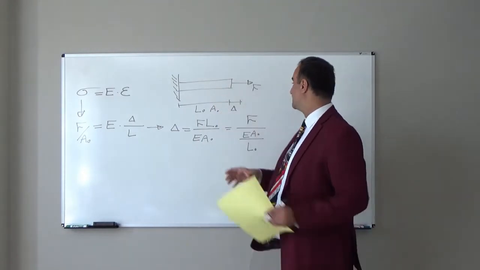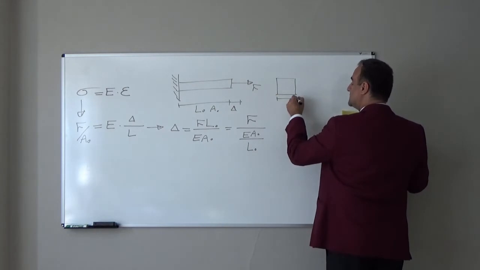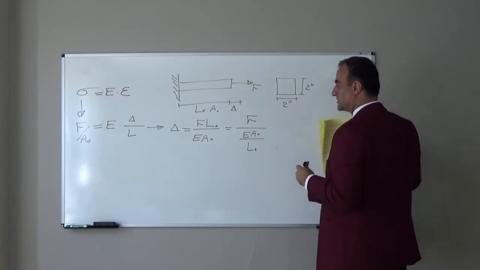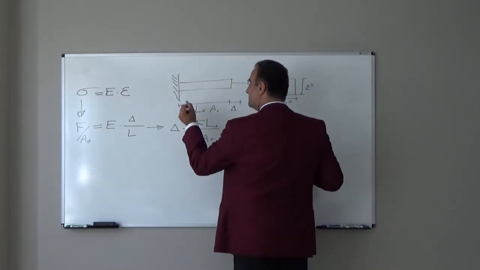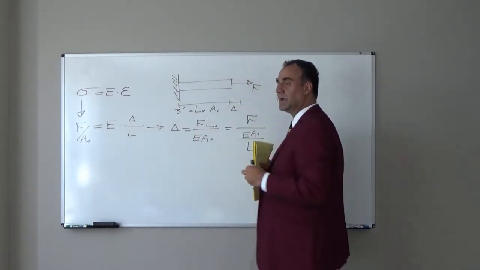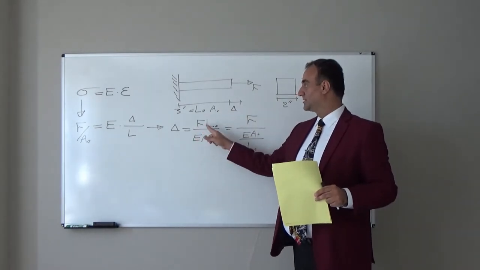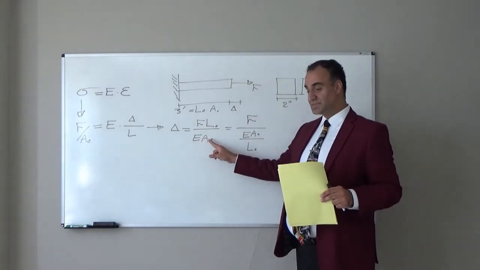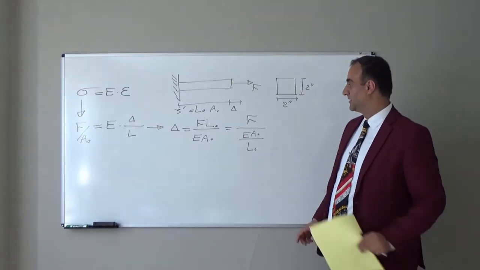Cross-sectional area, for example, assume it is a square shape, 2 inch by 2 inch. I can measure it, so I know A0. The length I can measure, for example 3 feet, I know the length. I apply force 200 pounds. What is the deformation? 200 times the initial length divided by Young modulus times cross-sectional area, I will have deformation.